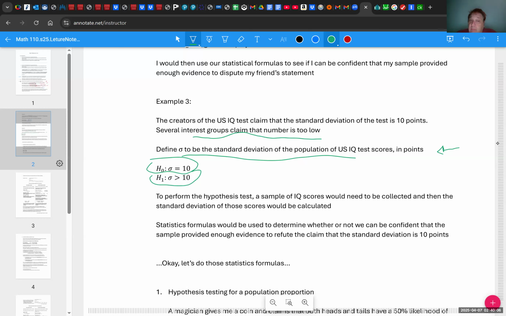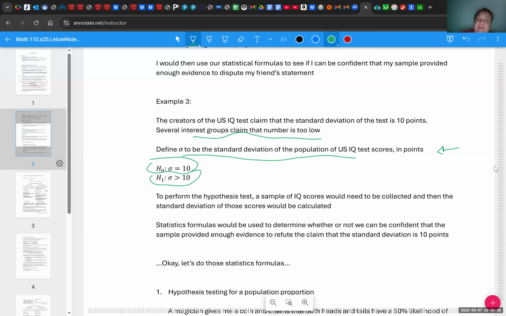So now what do I do? Well, once again, in order to do a hypothesis test, we take a sample of the population, which in this case would be a sample of the IQ scores, and then we find the standard deviation of that sample. Then we see if there's enough evidence that we can be confident that this sample allows us to refute the claim that the standard deviation is really 10 points. All right, so that's the setup for hypothesis testing. That's sort of the strategy, the order in which you'll be doing things.